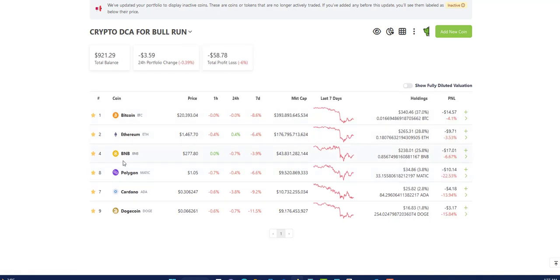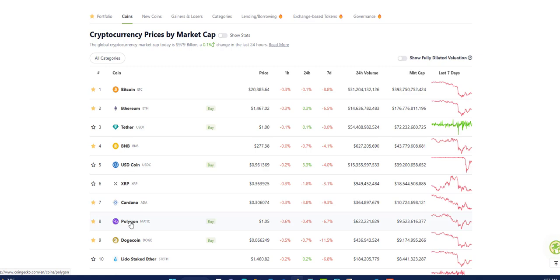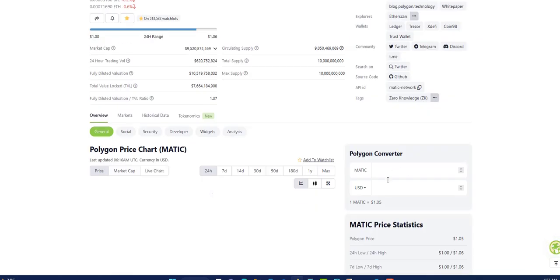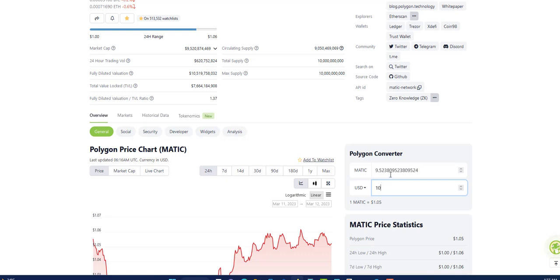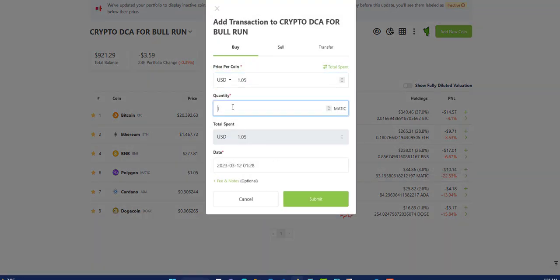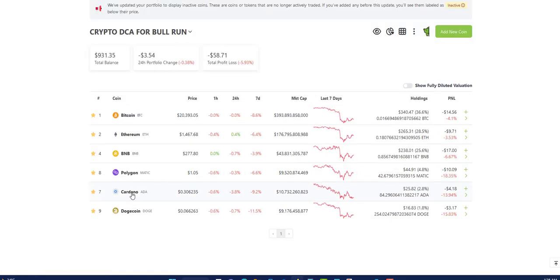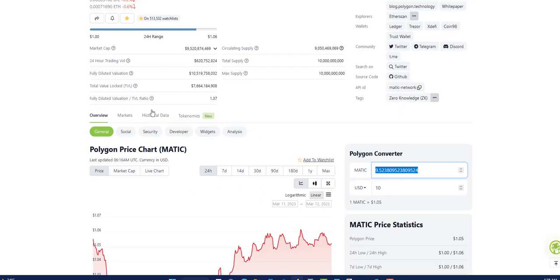So we have $20 left. So what we're gonna do now, we're gonna put $10 in Polygon. So let's go back to Polygon. We're gonna click Matic. Yes, we're gonna put $10 in here. So $10, we get 9. We're gonna copy, then put add transaction right here, paste, submit. So if you notice now, we have $10 left now, guys. So we're gonna put $5 each in these.